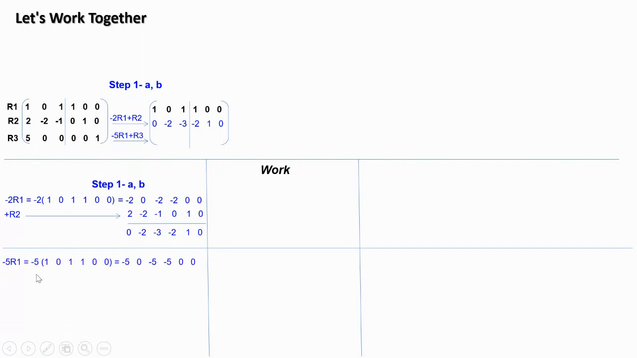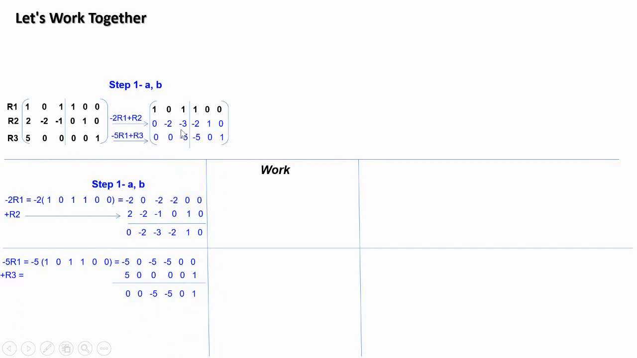Now, the second step for row 1, I'm going to multiply negative 5 times row 1, which will just bring it down. After I do the operation, it's going to give us negative 5, 0, negative 5, negative 5, 0, and 0. Plus row 3, all we did was bring it down, the 5, 0, 0, 0, 0, 1. And then we do the operations. We got 0, 0, -5, -5, 0, and 1. So that's my new row 3.